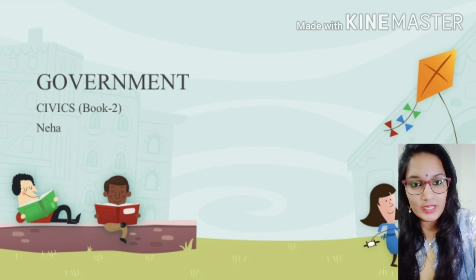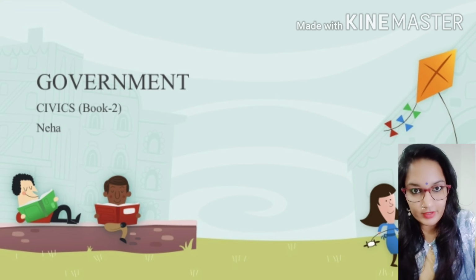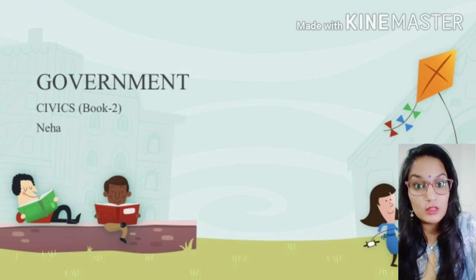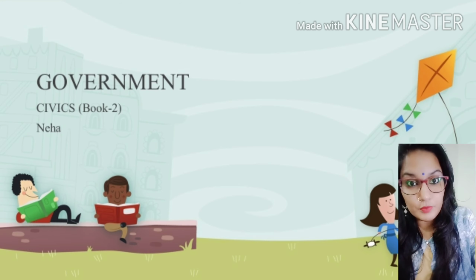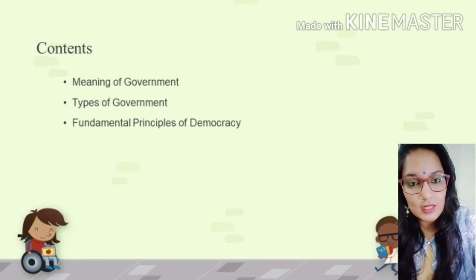Today we will be starting with your book number 2, and the name of the chapter is Government, and this would be from Civics. So we will be starting with the first chapter of book number 2, that is from Civics, and the name of the chapter is Our Government. In today's class, we will be learning about the meaning, types of government, and the fundamental principles of democracy.